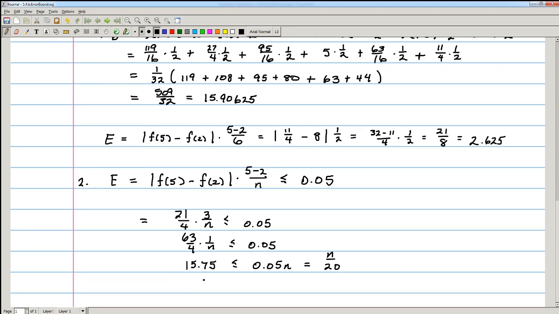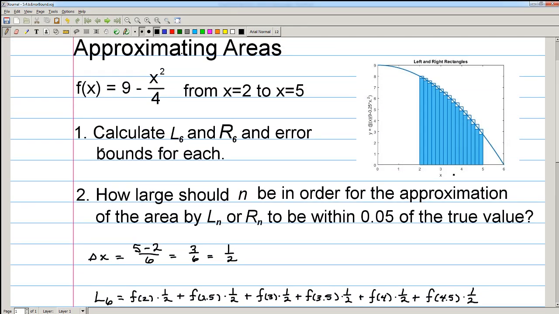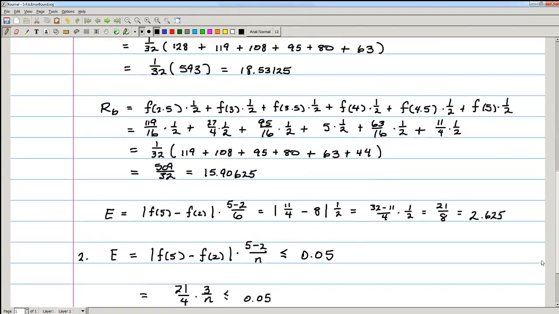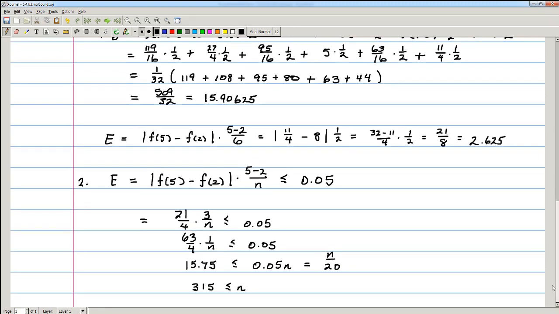So I multiply both sides by 20, and we'll get 315 is less than or equal to n. So I would have to divide up the interval from 2 to 5 into at least 315 equal line segments and get 315 rectangles in order for my approximation error to be less than or equal to 0.05 square units.